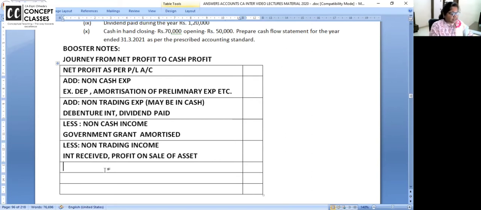Now what you get, you call it as cash from operating activities before working capital changes. Till here, is it clear or not? Tell me, is it clear to all of you? Right. Chalo. So now we know cash from operating activities before working capital changes. Now, what are these working capital changes?